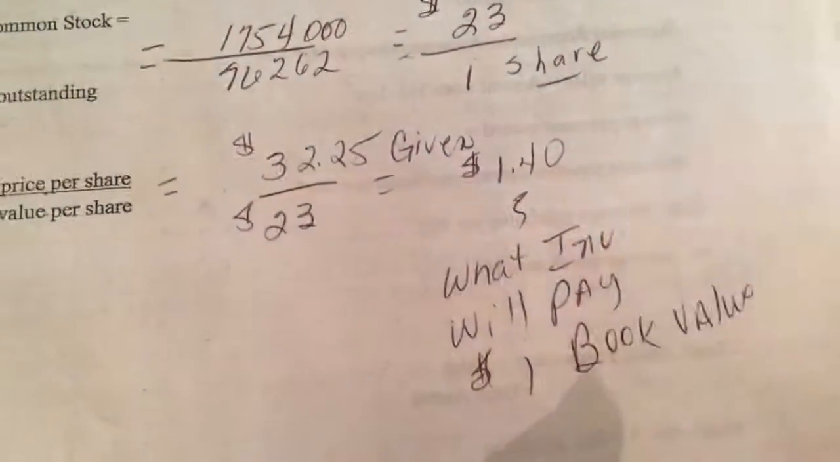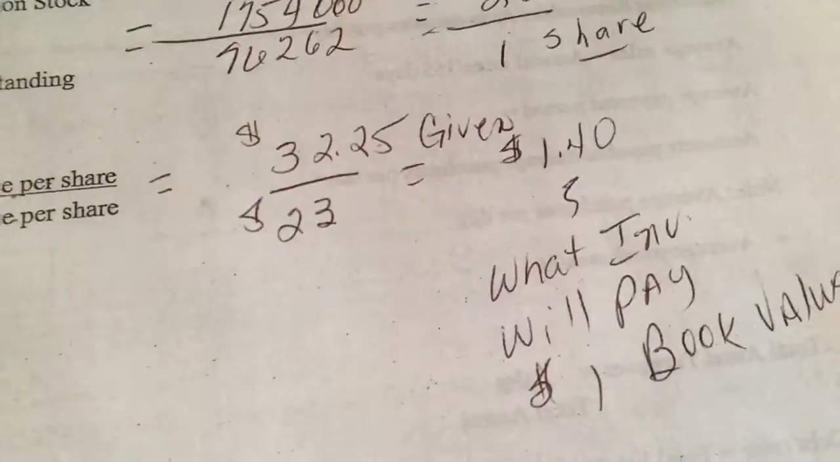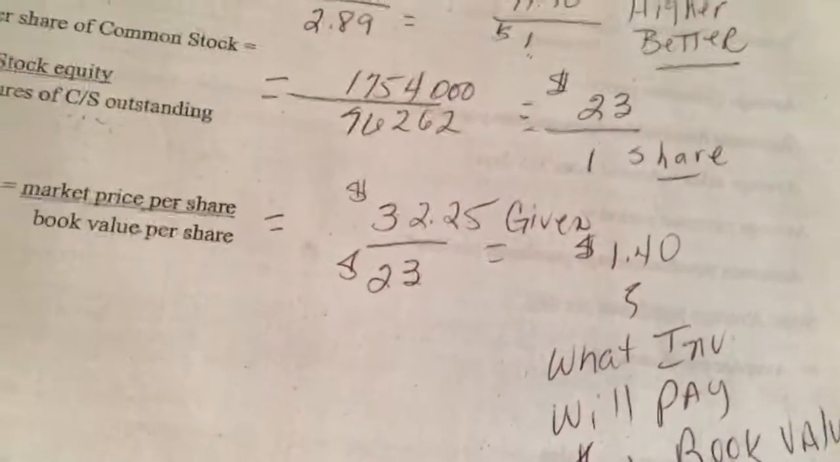And so if it's above 1, you're in good shape. They'll pay you over what's on the books. That's what it means. They will pay you above what you're showing on your books for your stock.